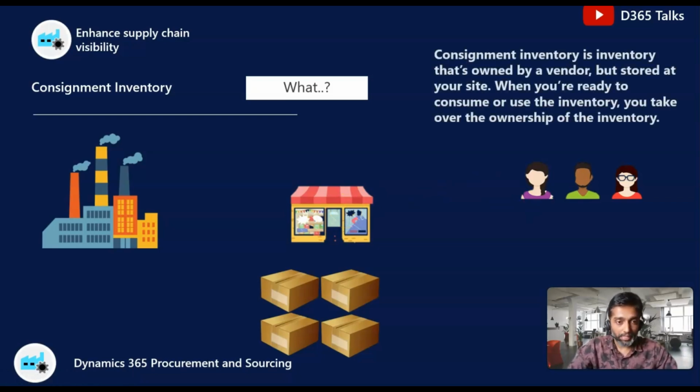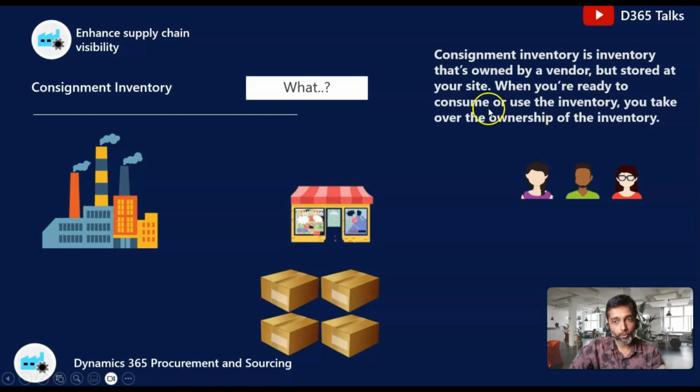By definition, consignment inventory is inventory that's owned by a vendor. The vendor can be a manufacturer or any other third party. This inventory is owned by a third party vendor, but stored at your site, at the retailer or at the manufacturer B site, who is the customer for the vendor.